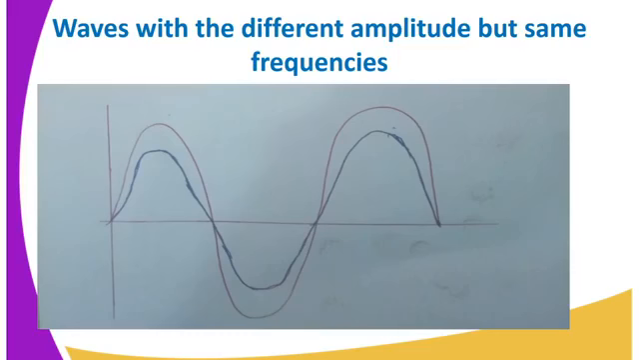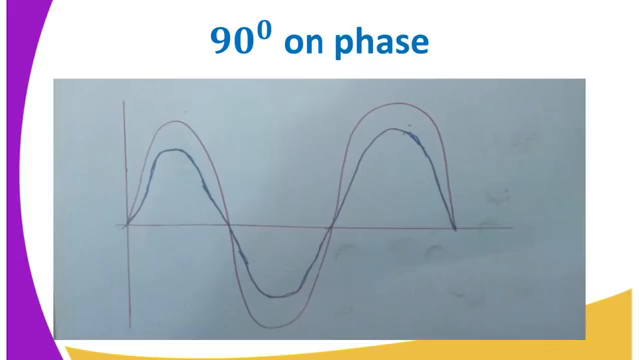Therefore, having looked at waves with the same amplitude and different frequencies, and waves with the same frequencies but different amplitudes, it is now easy for us to look at the phase and phase difference of a wave motion. We can talk about waves which are in phase and waves which are out of phase. I want us to begin by looking at when a wave is 90 degrees in phase.